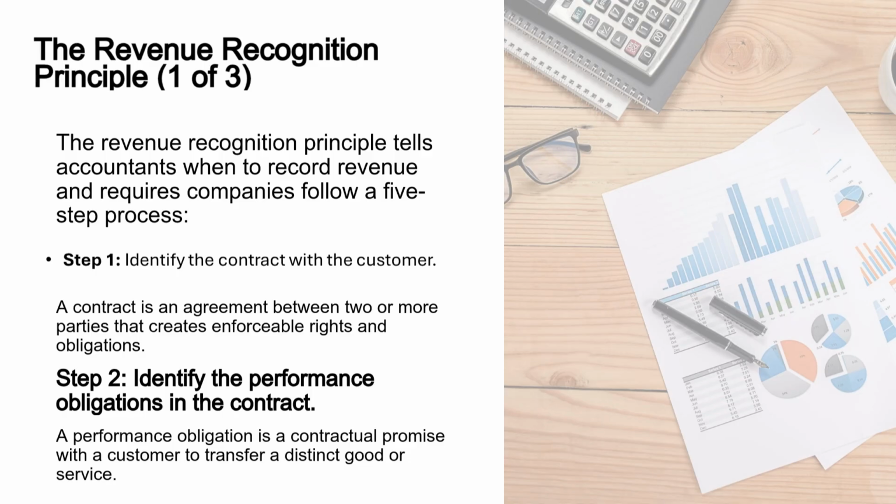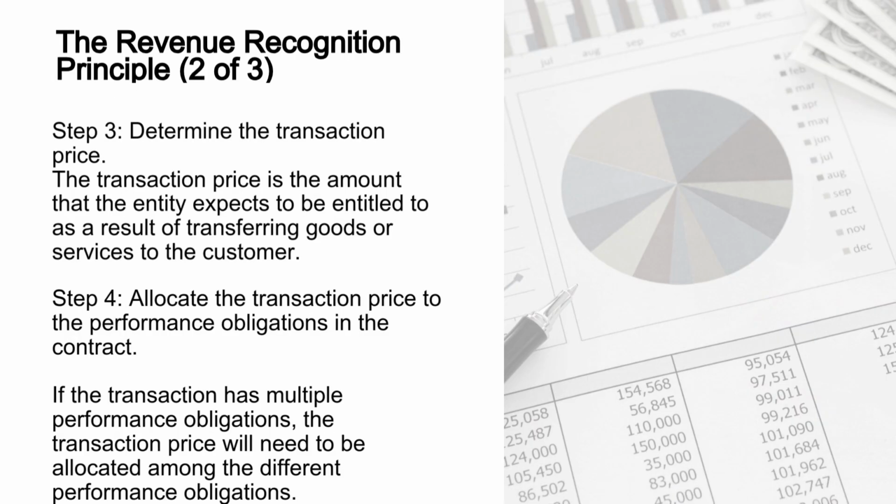These obligations represent the specific promises made to deliver distinct goods or services to the customer, which form the basis for recognizing revenue as those promises are fulfilled. Step 3 involves determining the transaction price, which is the total amount a company expects to receive in exchange for providing goods or services to a customer.